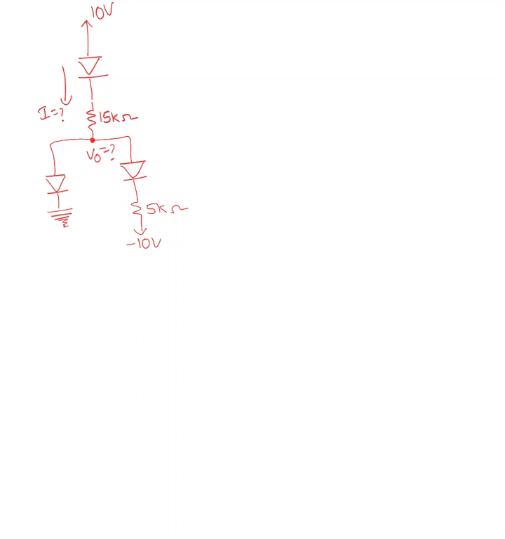Here is the next example. In this example, he's asking us about finding the current passing through this 15 kilo ohm, which is I. He's also asking us to find V naught.